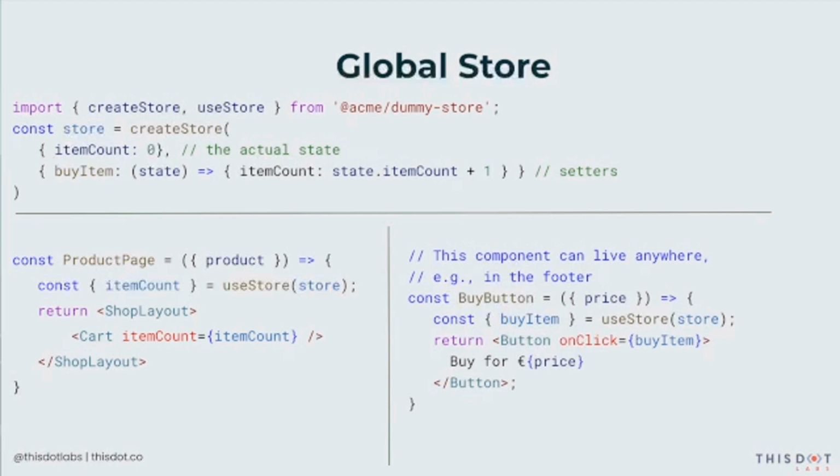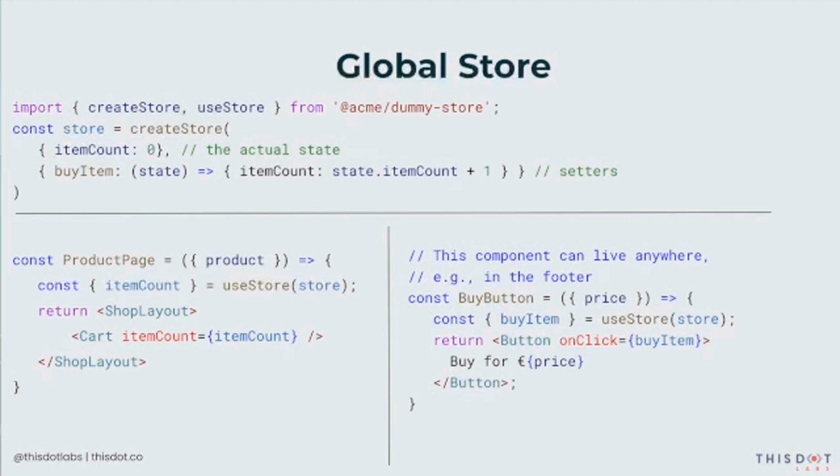Again, we use the use store, but this time instead of getting the item count from the store, we're going to get our buy item function. And we're going to render a button which will call that buy item function when clicked. This buy button also takes a price, so it will render that for you, but that's not really relevant for the store application.